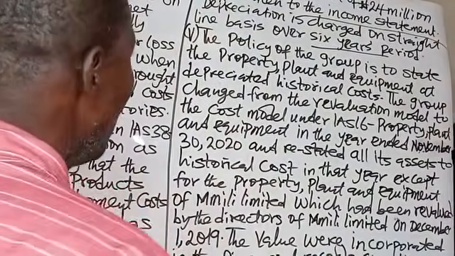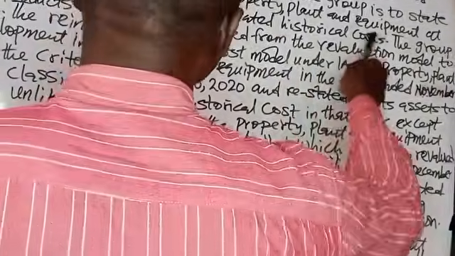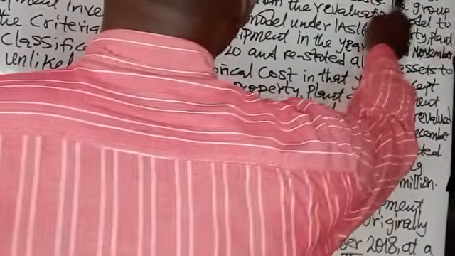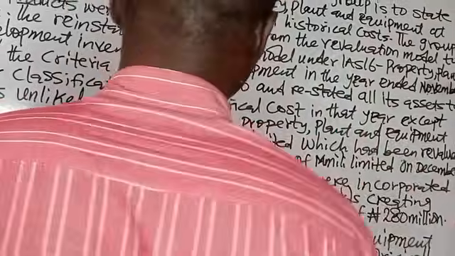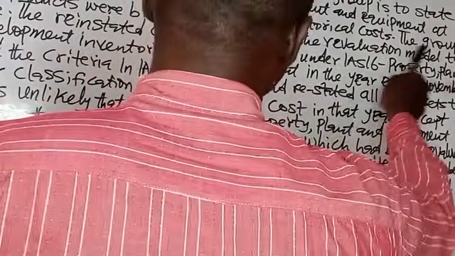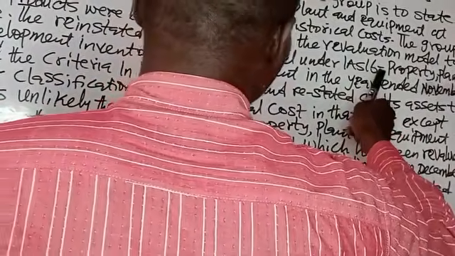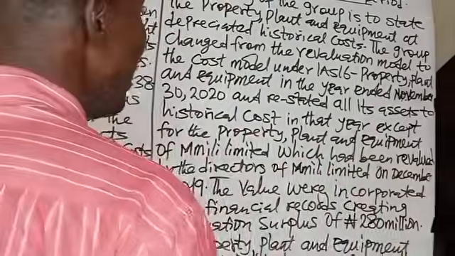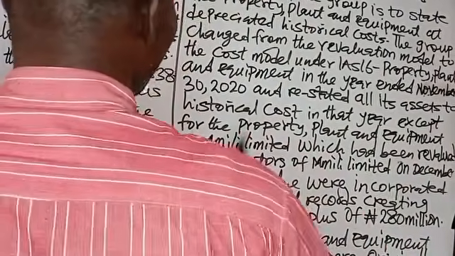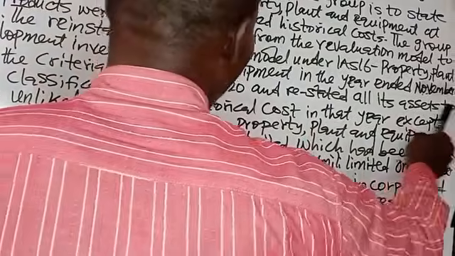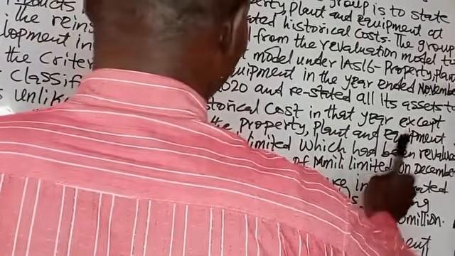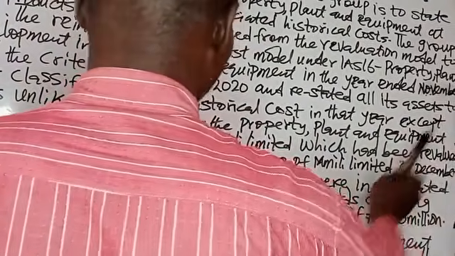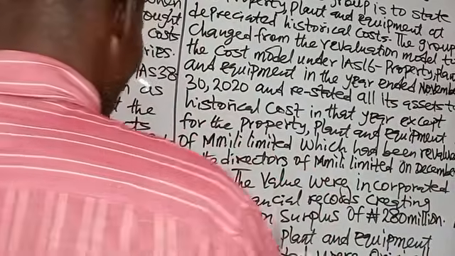Note 5. The policy of the group is to state the property, plant and equipment at depreciated historical cost. The group changed from the revaluation model to the cost model under IAS 16 property, plant and equipment in the year ended November 30, 2020, and restated all its assets to historical cost in that year, except for the property, plant and equipment of Millie Limited. So this has to do with Millie.